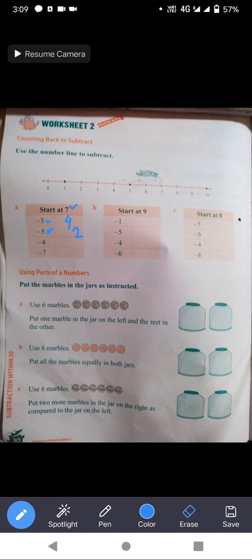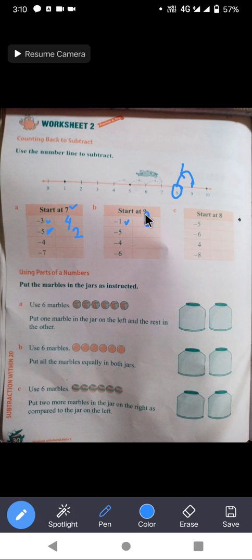Now let's see B part. You can do this easily. Here we have to start from 9. So 9 is here on the number line. And how many times do we have to move backward? One time, because we have to subtract 1 here. So one time we will move backward. At what number will we reach after moving one step backward? 8. So 9 minus 1 is equal to 8.